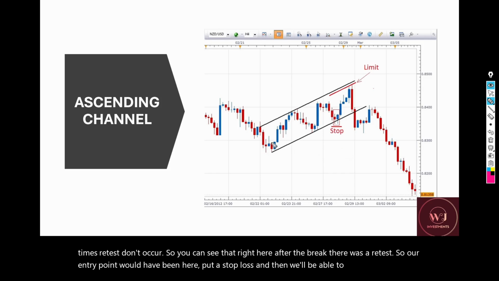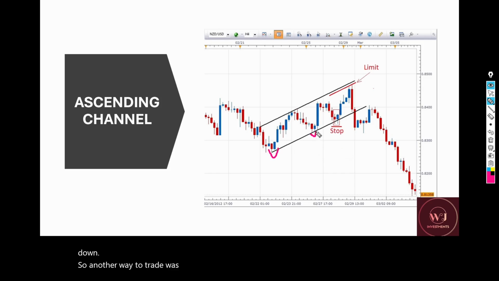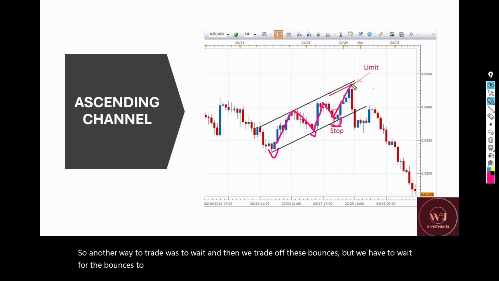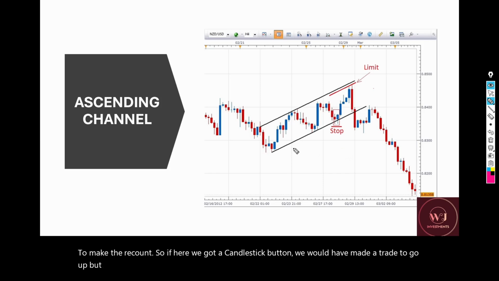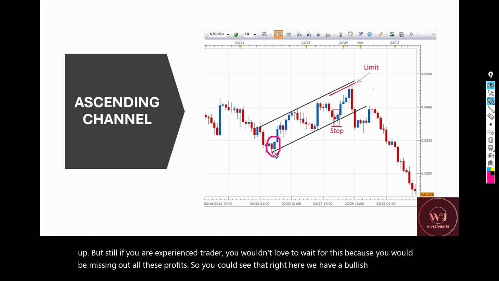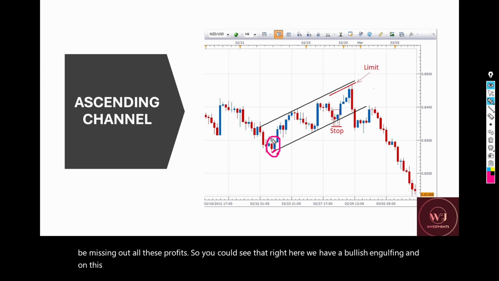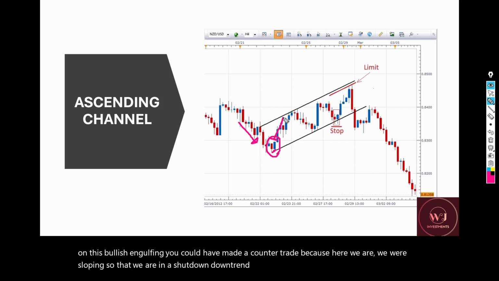We would then be able to catch the wave down. Another way to trade was to wait and trade off these bounces, but we have to wait for the bounces to become 3, to make the 3 count. If here we got a candlestick pattern, we would have made a trade to go up. But still, if you are an experienced trader, you wouldn't love to wait for this because you would be missing out on all these profits. You can see that right here we have a bullish engulfing, and on this bullish engulfing you could have made a counter trade, because here we were sloping. It shows that we are in a short-term downtrend, so we could have made a counter trend trade to catch a retracement before the price would think of falling down again.